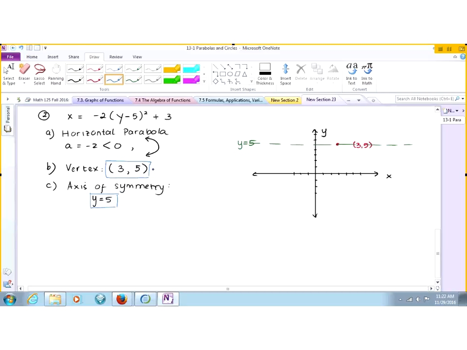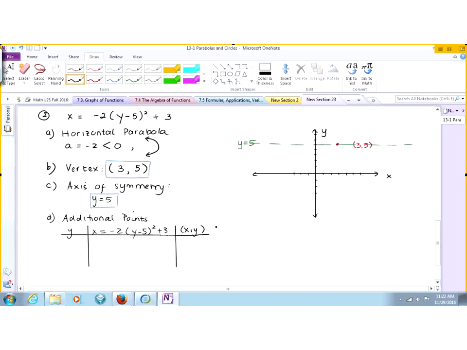All right, then what do I do? Additional points. Now we have these tables, right? So we got this table. What should I put on my table? Y, and then x is -2 times y minus 5 squared plus 3. And the last column would be? What is the last column? X comma y, right? Yes.